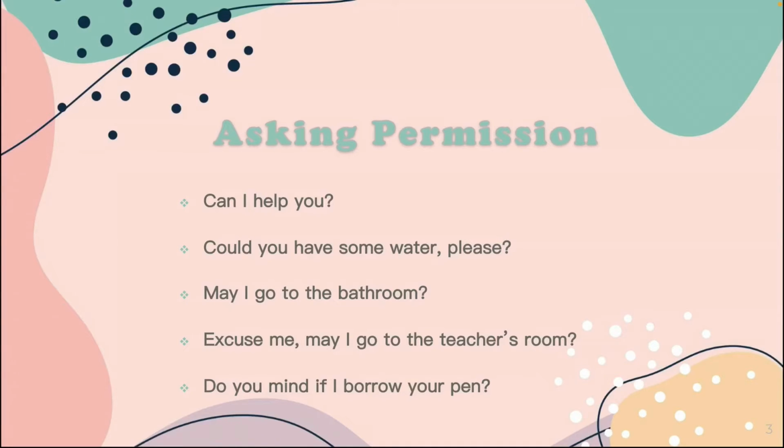Can I and could I are used when the situation is non-formal and you know the person very well. For example, we have: can I help you? And: could I have some water please? Okay everyone, don't forget to use the word please when asking permission to make it more polite.